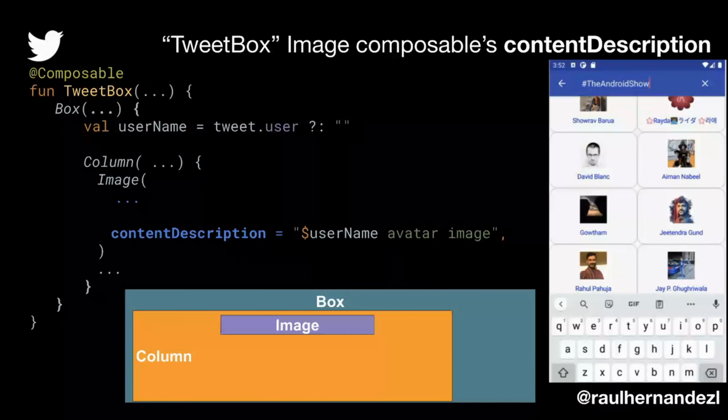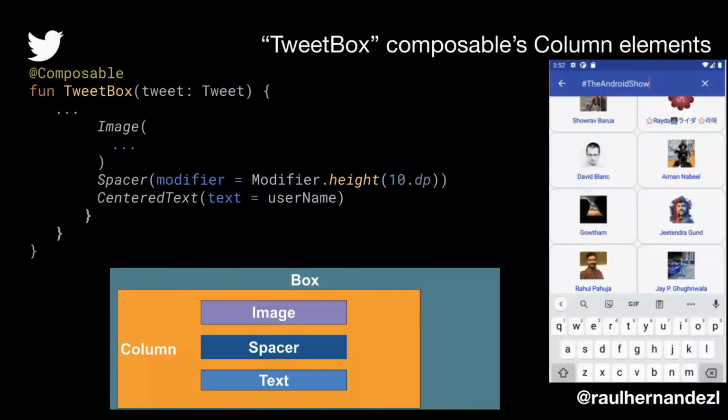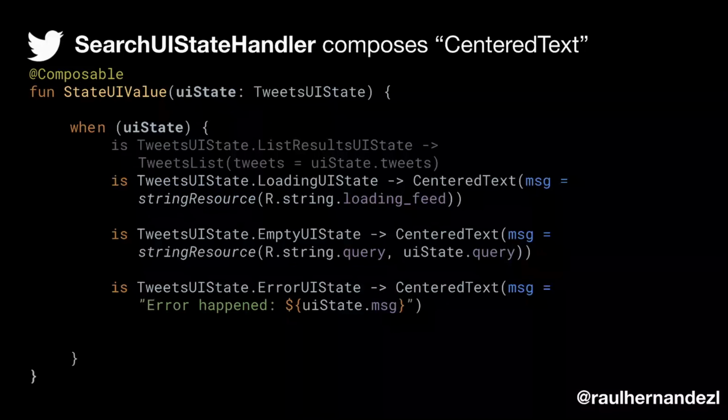Also, when we are starting to compose the different elements into composables, we could add a spacer like this one, and then we can start creating different texts with, in this case, a username. So that's basically how, in a few lines, we created this tweet box. Then for the other different elements, I reuse the center text. I just pass a query. We could use string resources if we have the resources in the XML file, as usually we have, and then define this for the different particular states that we have.